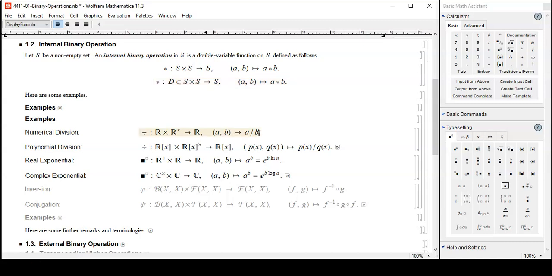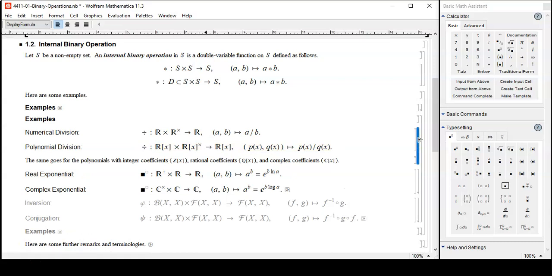Not everything from R cross R. So we have to consider this R^x notation, this notation here, which means non-zero real numbers. Same for polynomial division, R[x] with this cross notation, that means non-zero polynomials. Of course, if you want to change the number system, you can go ahead and do that: integer coefficients, rational coefficients, complex coefficients, all those kinds of things.